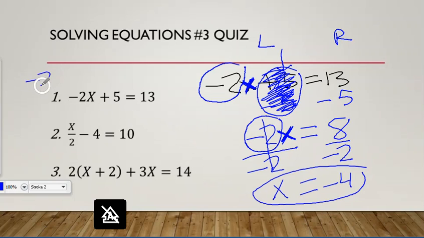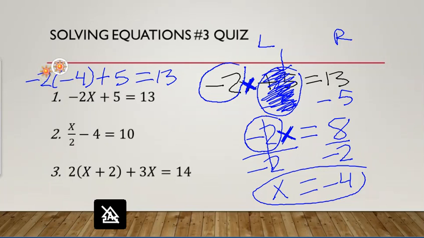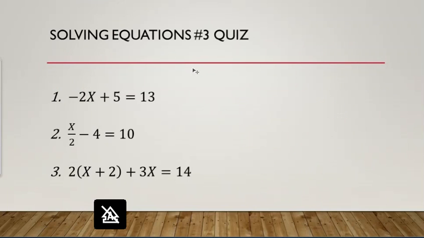And if we go back to our original equation and plug negative 4 in for the x, we can see that negative 2 times negative 4 is 8. 8 plus 5 is 13. 13 does equal 13. Okay, so let's go ahead and look at the next one.